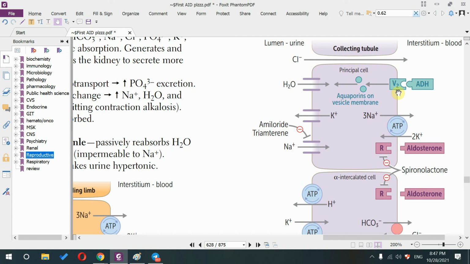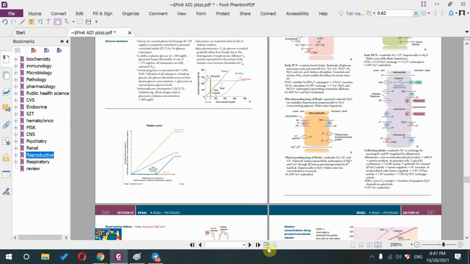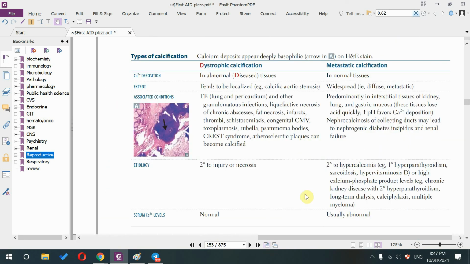If there is calcification of this area, the ADH will not be able to connect to its receptor. If it cannot connect to its receptor, there will not be creation of the aquaporin channels. If there is no creation of the aquaporin channels, the patient will not be able to reabsorb water. So a lot of urine will go out. So you will have nephrogenic DI, secondary to what? Secondary to metastatic calcification leading to nephrocalcinosis of the collecting duct that leads to nephrogenic DI and renal failure.